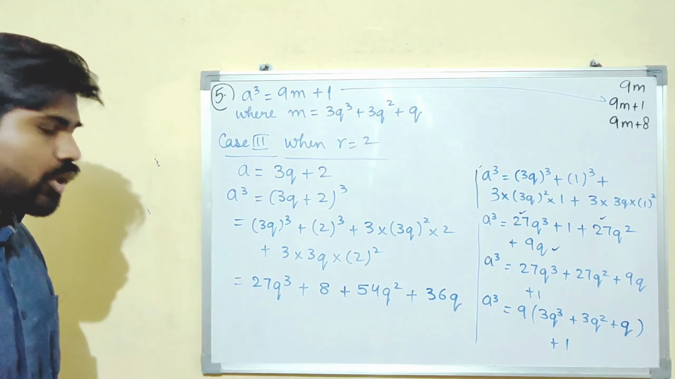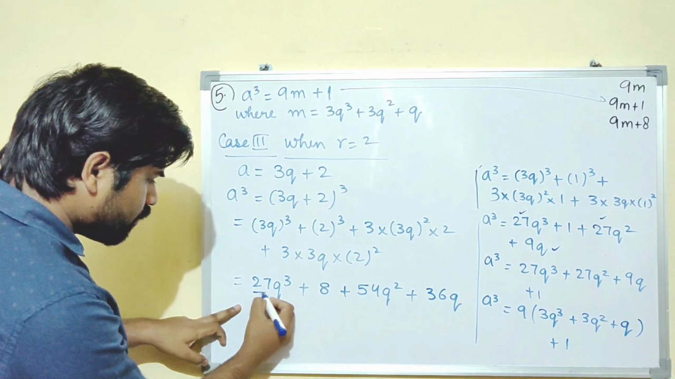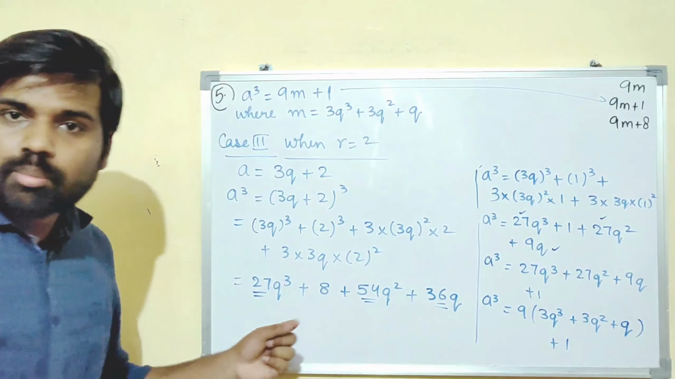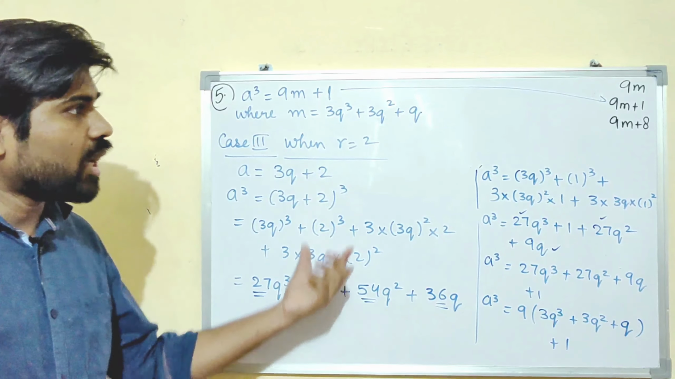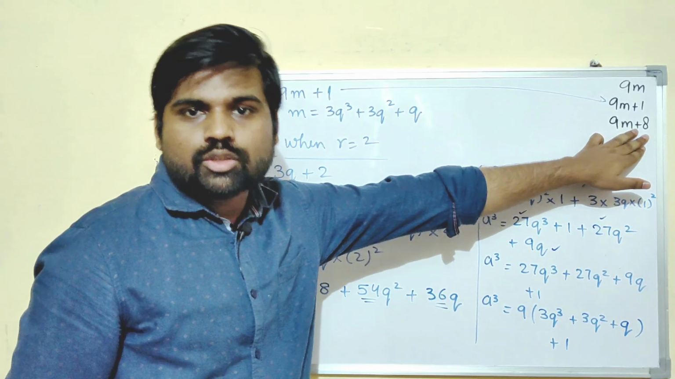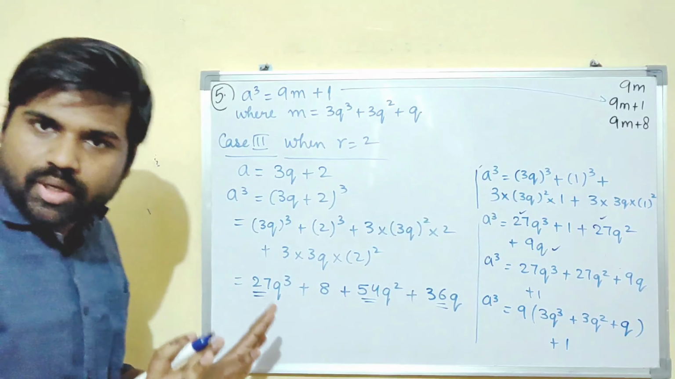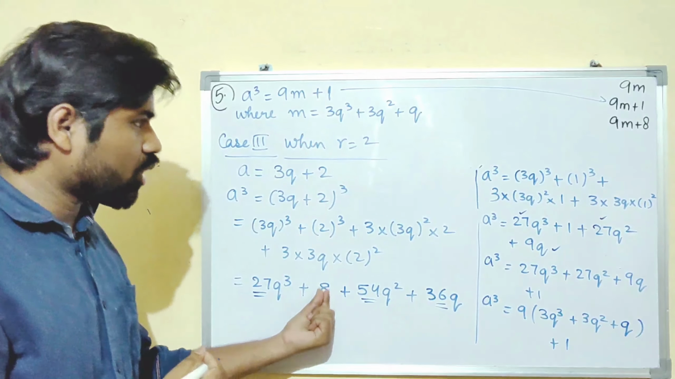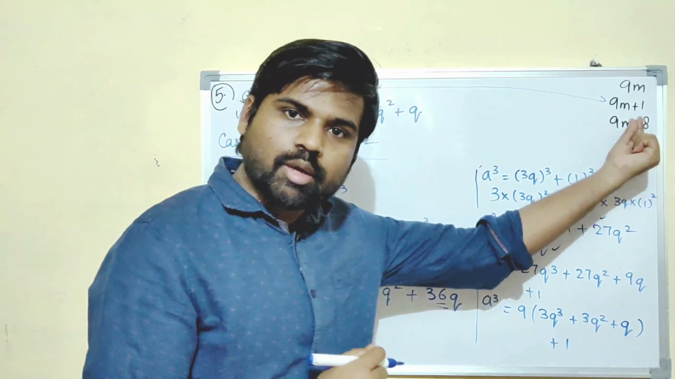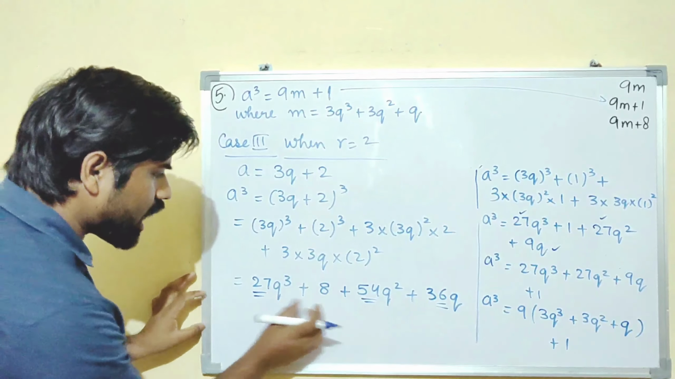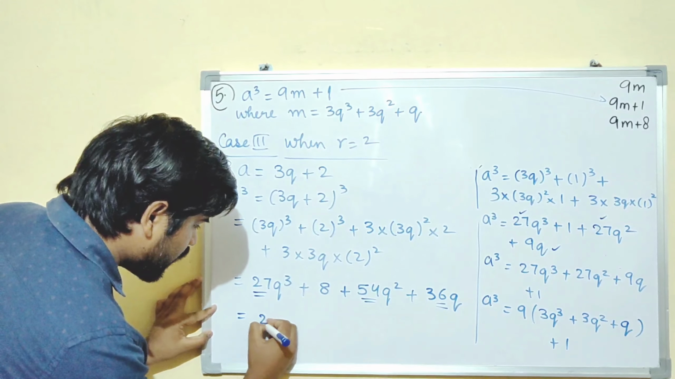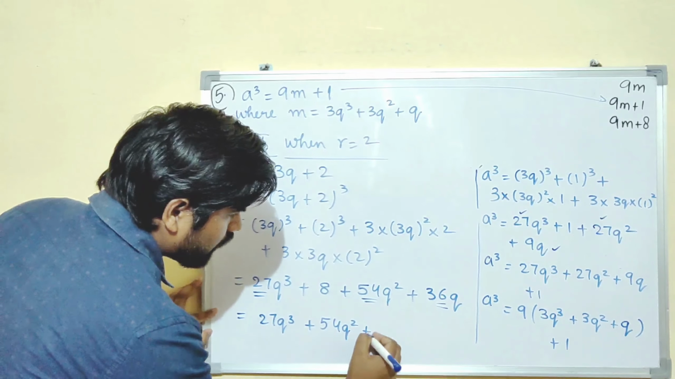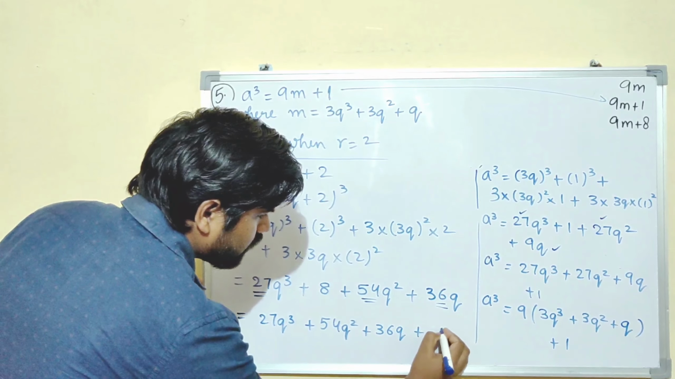Now you can see that you can take 9 common from this term, the third term and the fourth term. You are not able to take 9 common from 8, but there is no problem. We don't need to break 8 as in the previous question, because in the question itself it is mentioned that 9m plus 8 can be the form. So let us write these 3 terms together. 27q cube plus 54q square plus 36q plus 8.